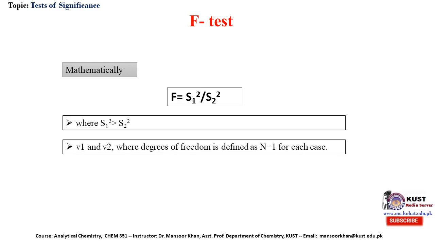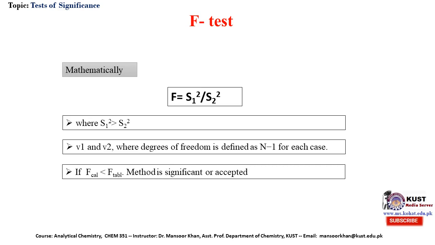V1 and V2 are the degrees of freedom, defined as n-1 for each case. V1 is the degree of freedom of your newly developed method, and V2 is the degree of freedom of the accepted or published method.